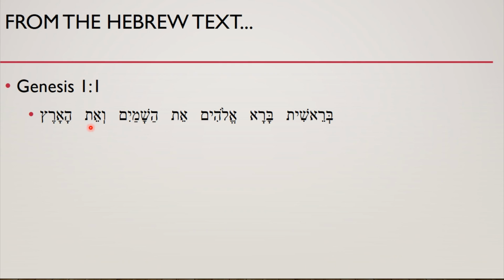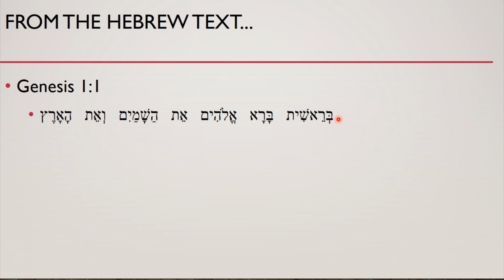Then we have another direct object marker with the conjunctive vav. And then we have the word the land or the country. So in beginning, he created God, or in English, God created the heavens and the earth. So that is Genesis 1:1. But you'll notice something here.